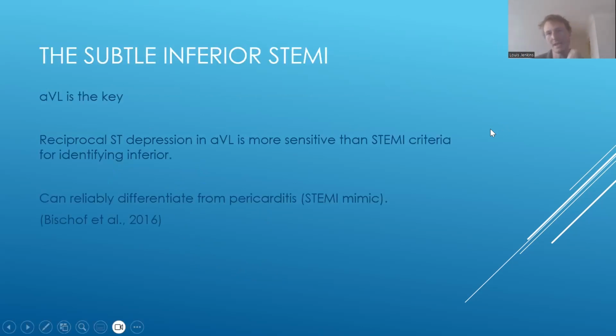So the key is AVL, actually. Reciprocal ST depression in AVL is more sensitive than STEMI criteria for identifying inferior infarction. That's pretty mind-blowing. So it can also reliably differentiate pericarditis, which is a common STEMI mimic, from inferior STEMI.